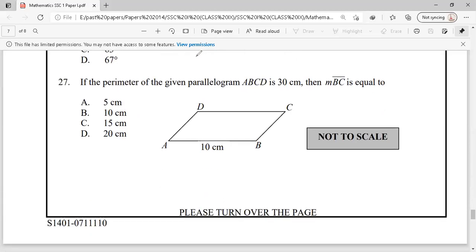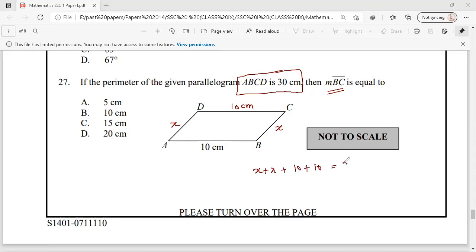Let's come to our question number 27. In this question, we have a parallelogram whose perimeter is 30 centimeters, and we have to find the value of BC. According to the properties of a parallelogram, opposite sides are congruent. So this side DC would be equal to 10 and AD will be equal to X, and the perimeter is 30. It means the sum of all the sides, x plus 10 plus 10, will be equal to 30.